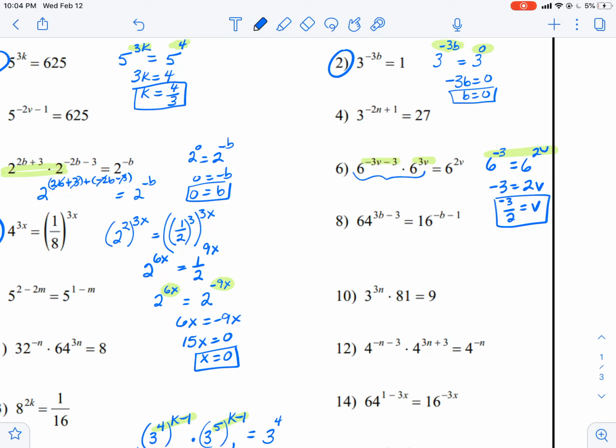Okay? So don't make these too complicated. Again, they're really not bad. The key is, do you know your powers? Let's go ahead and I'll run through 8.